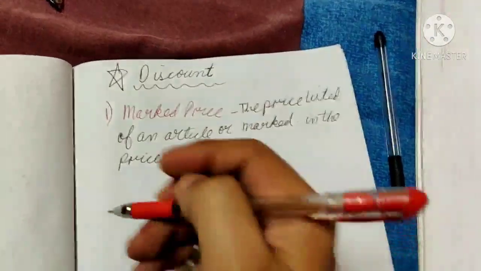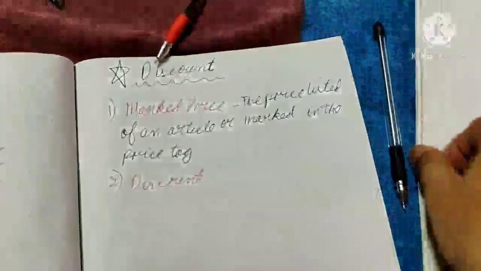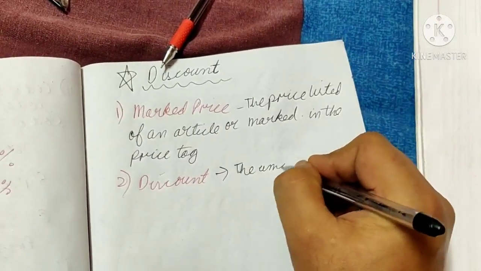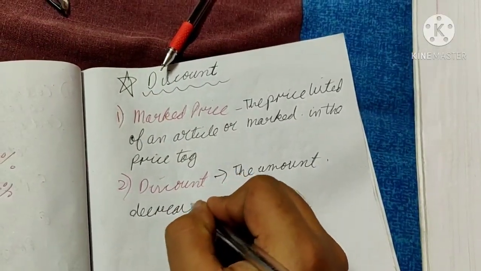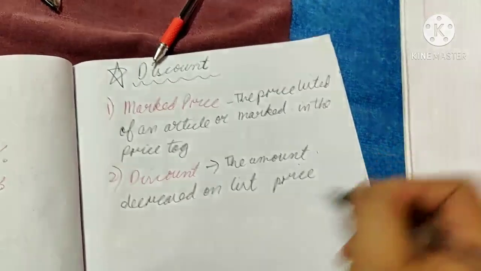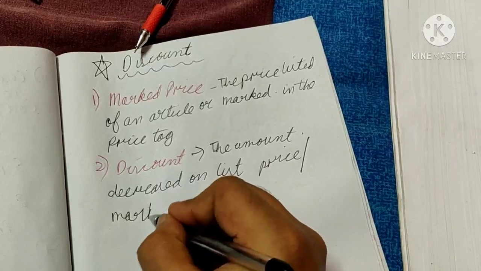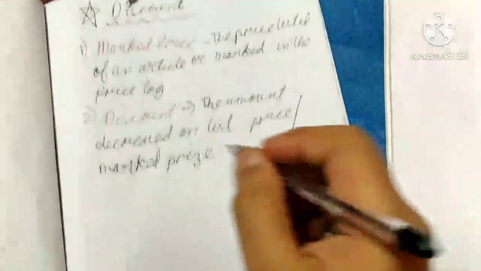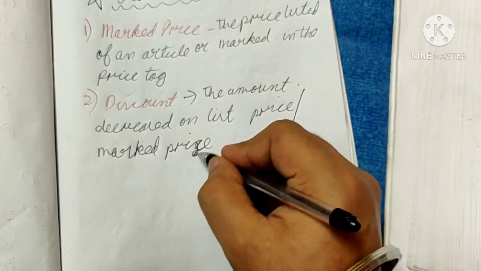So the second term here is discount. The amount decreased on list price. Amount decreased on list price, or list price is also known as marked price. The amount decreased in list price or the marked price.